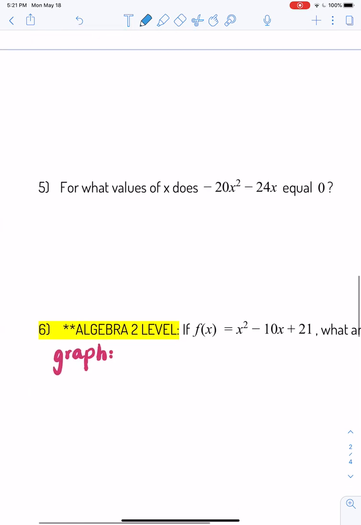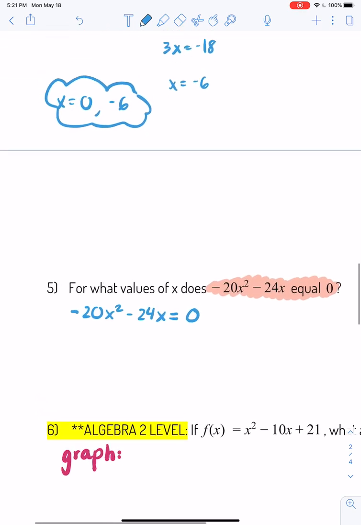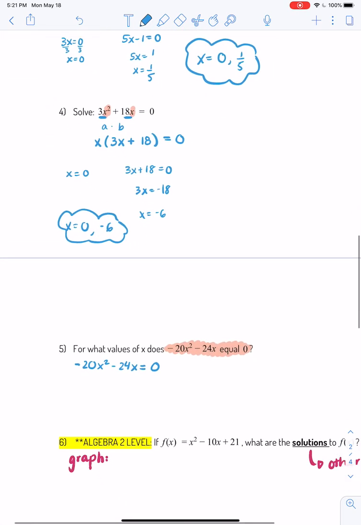Another phrasing could be for what values of x does -20x squared minus 24x equal 0. So it's just writing it in a sentence as opposed to an equation. So we can take this orange part here and write it in a mathematical sentence by substituting the word equal for the equal sign. And we're back to just like question 4. We have to factor it and then set each part equal to 0.